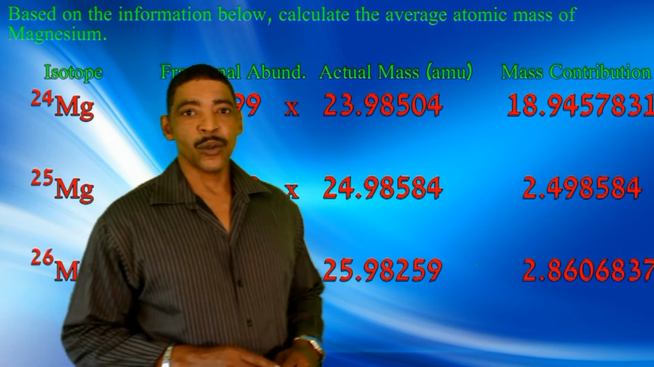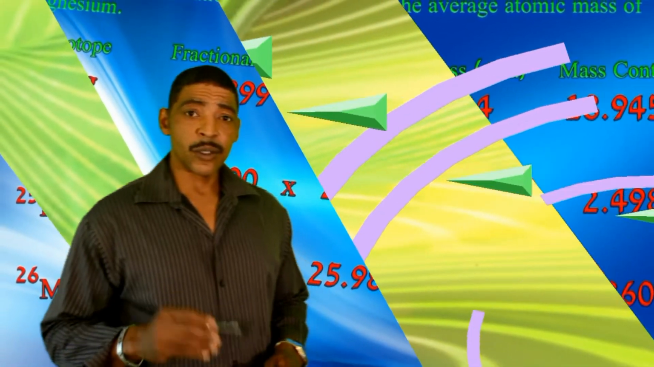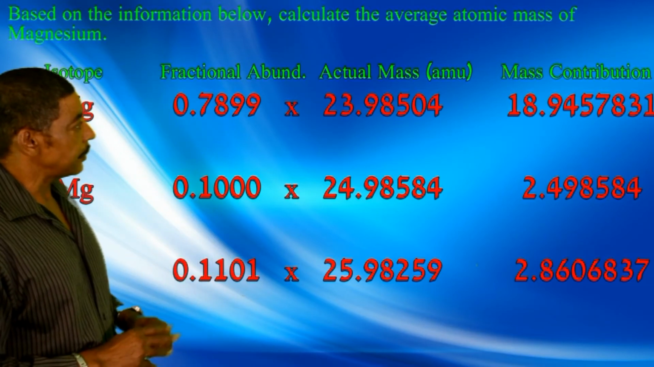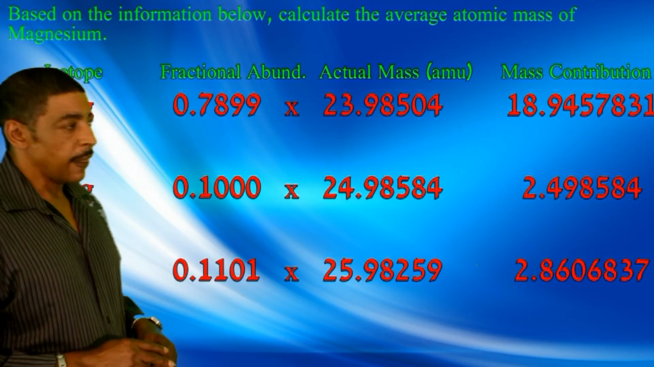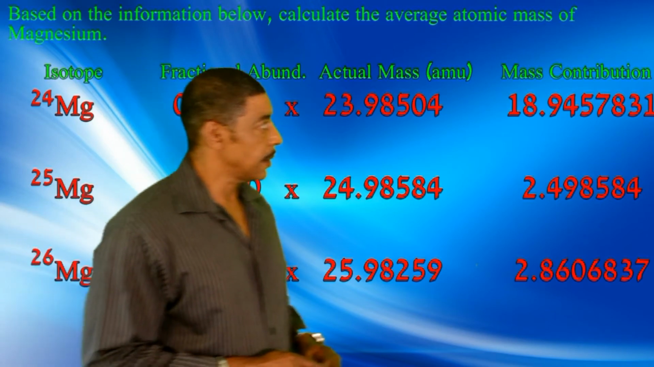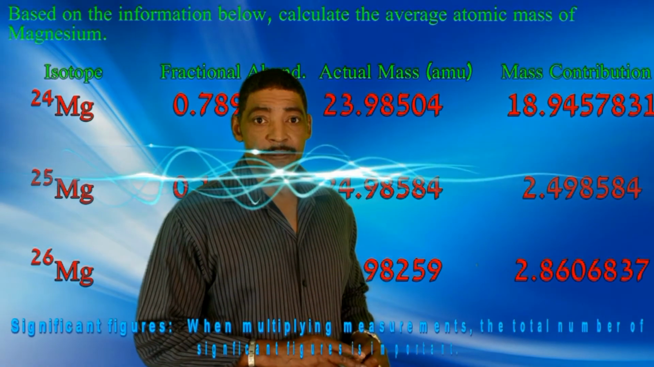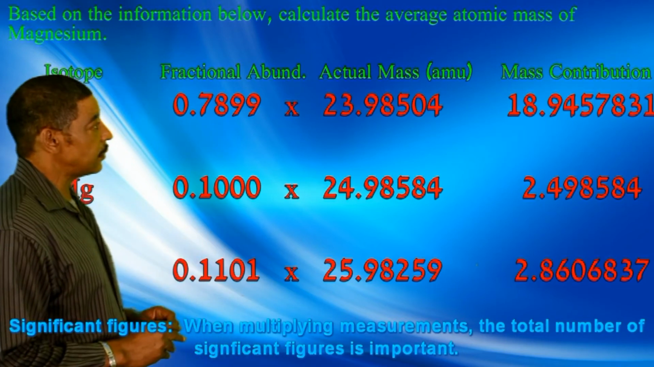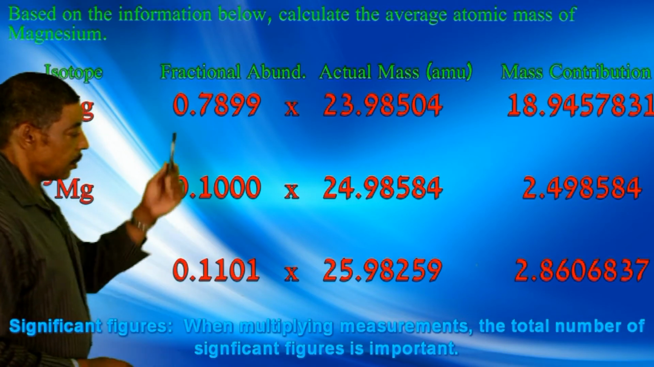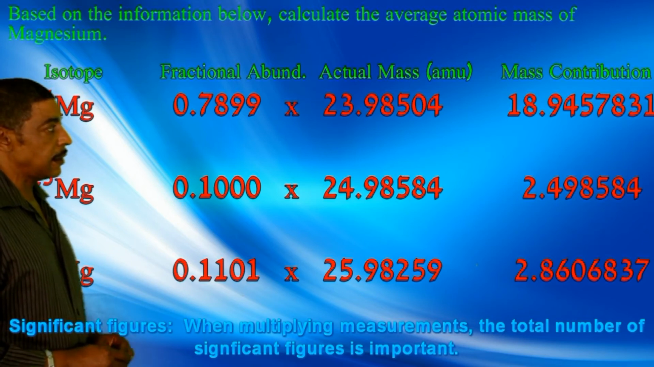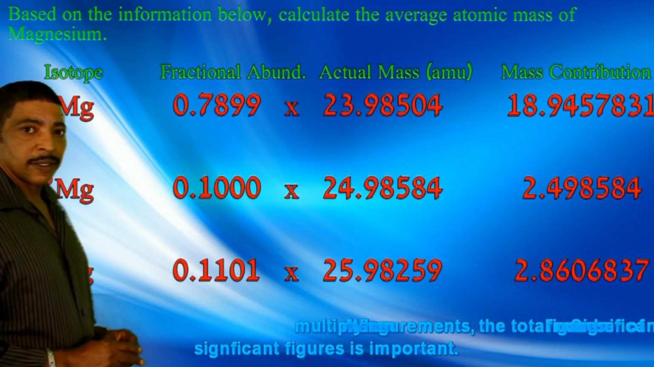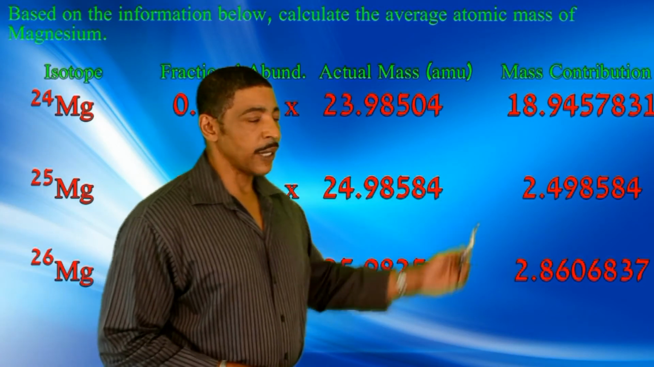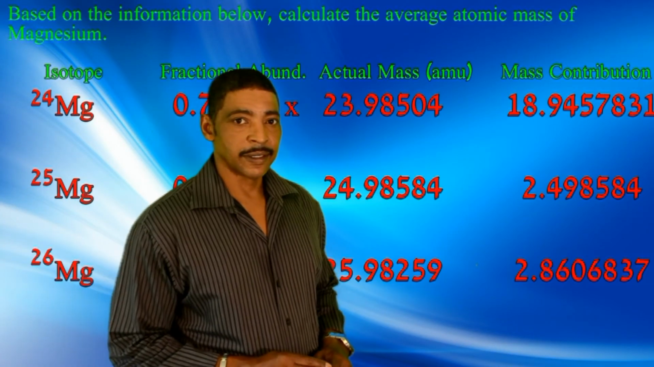Now let's apply the rules of significant figures, where according to the rules of significant figures, when multiplying two measurements, the product must have the same number of digits as the measurement or value with the least number. Clearly, in all cases, the fractional abundance will have four significant figures. Therefore, each product must be rounded to four sig figs.